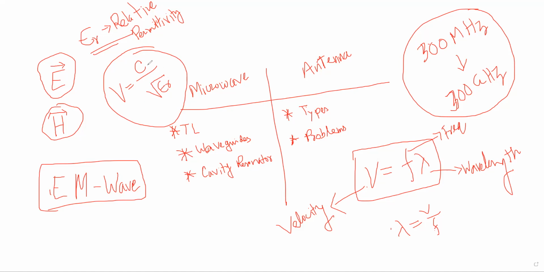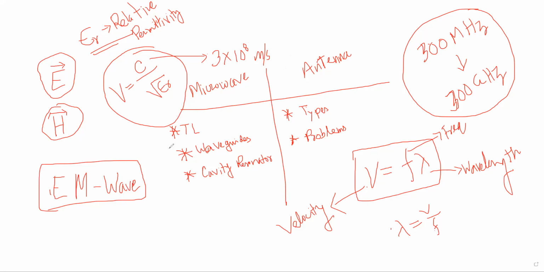Now C, what is the C? Anyone? What is the speed of light? And we know the fixed value, which is 3 into 10 to the power 8 meter per second. That is the value we know. So that is the speed of light.